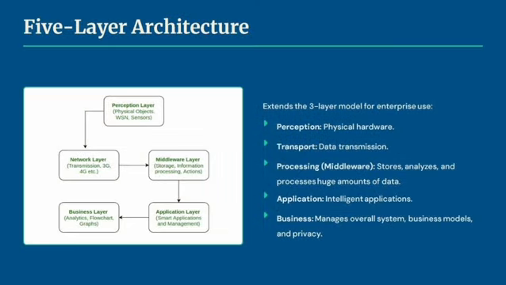Now, like the three-layer architecture, we also have a five-layer architecture. For complex enterprise systems, we extend this to five layers. We keep perception and transport, but we add a processing layer, often called middleware, to handle the massive storage and analysis of data. We also add a business layer on top. This manages the overall system logic, business models, and user privacy, ensuring the IoT system actually generates value.